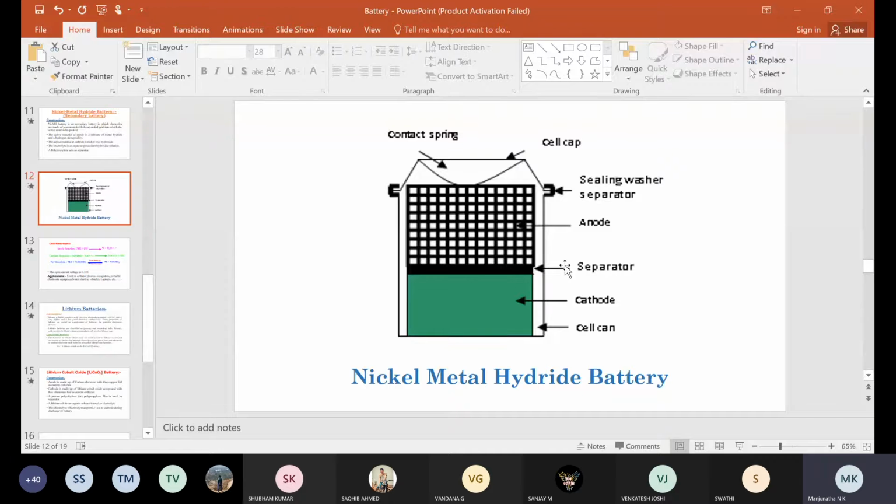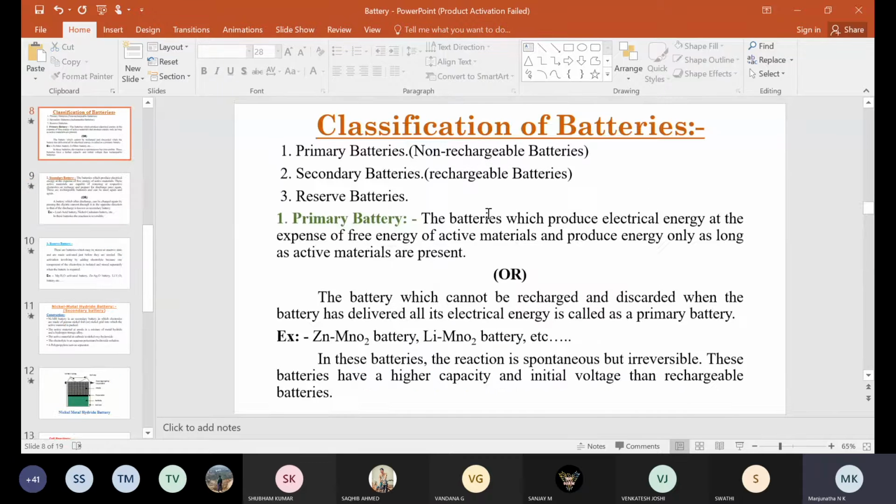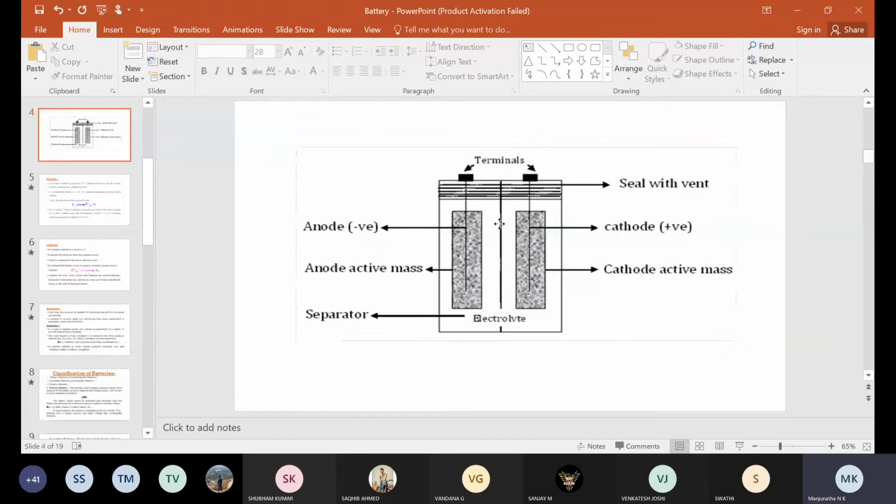Coming to the basic components of the battery. A battery consists of four major basic components: an anode, a cathode, an electrolyte, and a separator. These are the four major basic components of the battery. See this diagram. It indicates that this is one battery, and this battery is constructed using four basic components: first an anode, second a cathode, next an electrolyte, and next a separator.